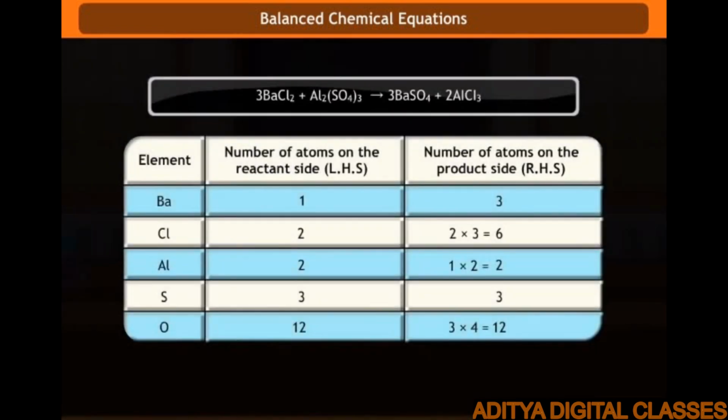Again, compare the number of atoms of the various elements present in the chemical equation. As the atoms of both oxygen and sulfur are balanced, we now balance the atoms of aluminium. Now only the atoms of barium and chlorine are unbalanced. We first balance the atoms of barium. Multiply by 3 in left hand side. Thus we get a balanced equation.